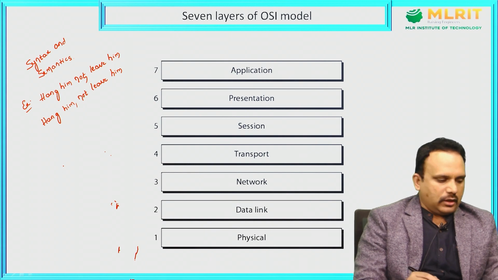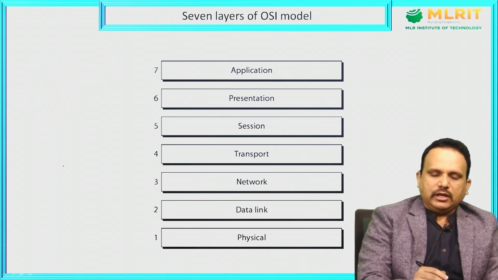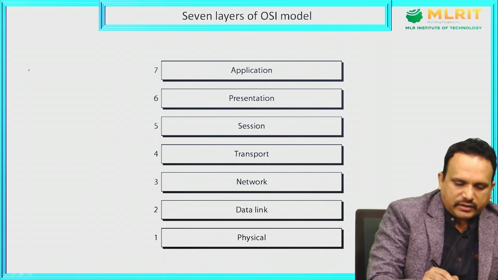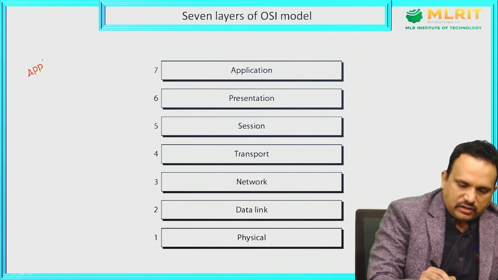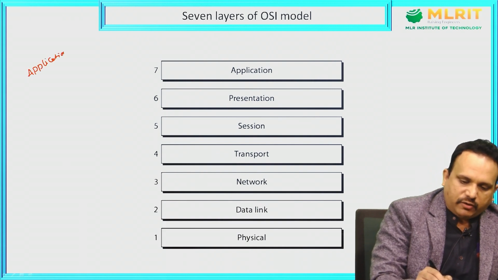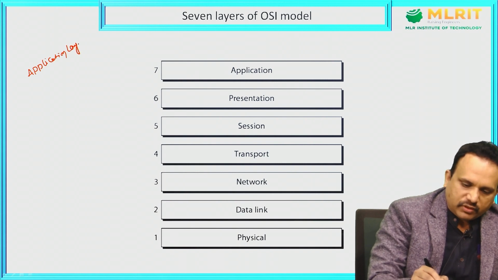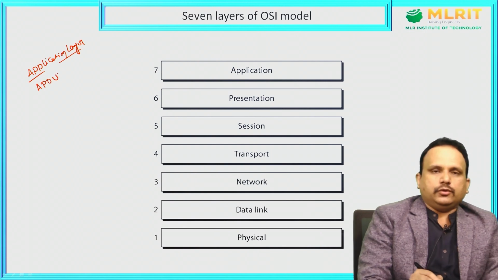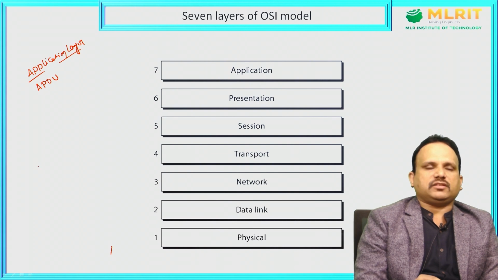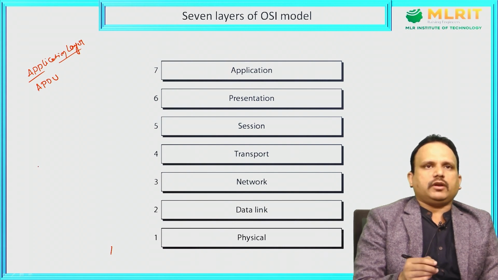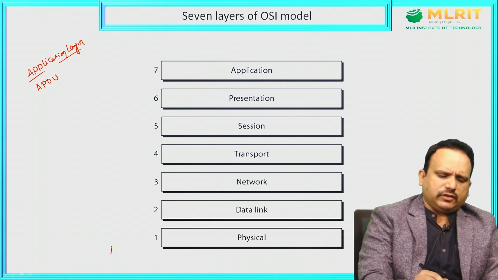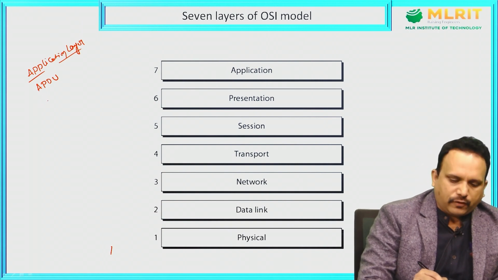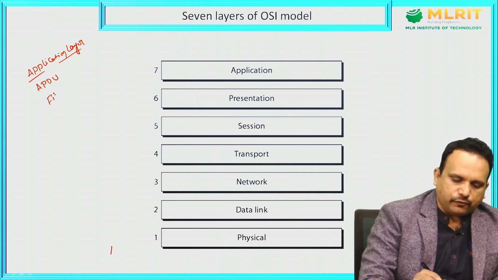And the last layer is the application layer. Here the application layer provides the services that are required by the users. How do you exchange the data? With the application protocol data unit. Here we mainly concentrate on different kinds of services, and we make use of different protocols. For example, if you transfer files, we make use of the file transfer protocol.